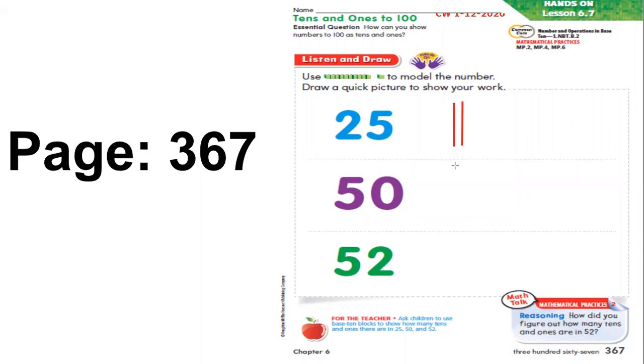So how many circles am I going to draw for the ones? That's 5 circles. So that is 1, 2, 3, 4, 5. That's the number 25.